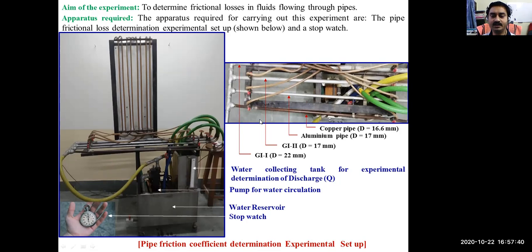So these are the four different pipes considered in this experiment, and we're interested to find out the frictional loss in these four different pipes. As you can see, the pipes are of different cross-sectional area, and they're also of different material. We'll see the effect of the material and also the inner diameter on the frictional loss. That will be revealed through this experiment.